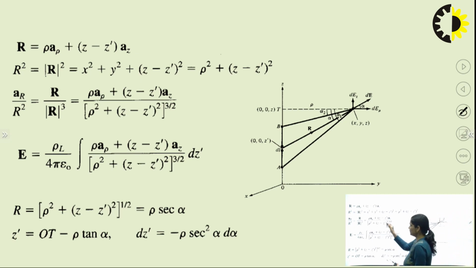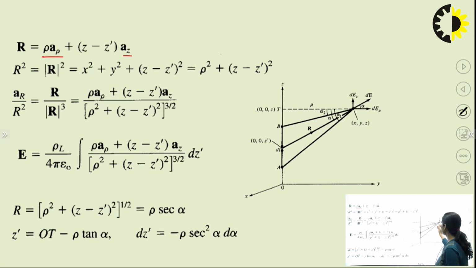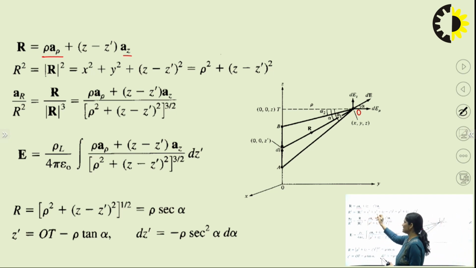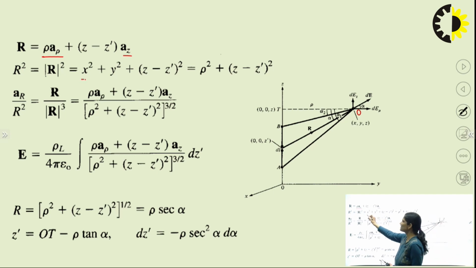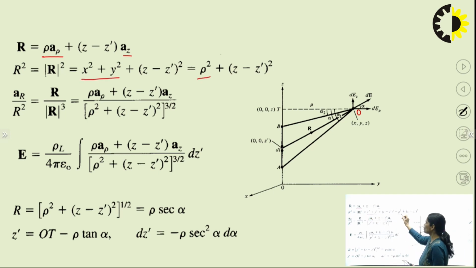Now you can write the unit vectors of x and y in the form of rho, so r is equal to rho a rho plus z minus z dash a z. So this is the distance between this point and this point, and let this be O. Now the magnitude of r is the square root of x square plus y square plus z minus z dash whole square. Now put the value of x square plus y square, that is rho square plus z minus z dash whole square. So this is the distance.